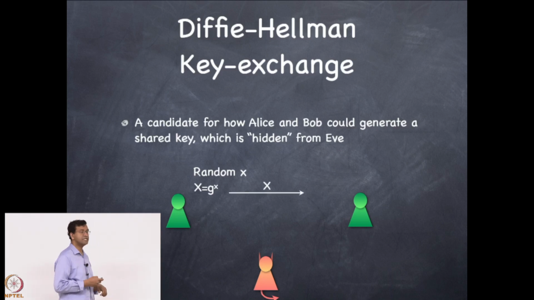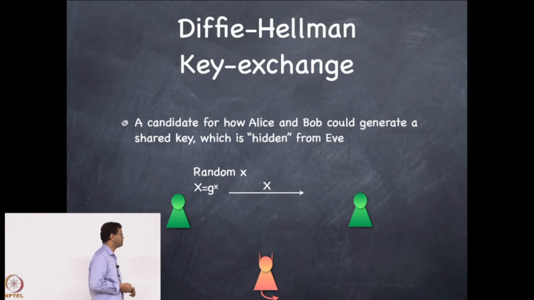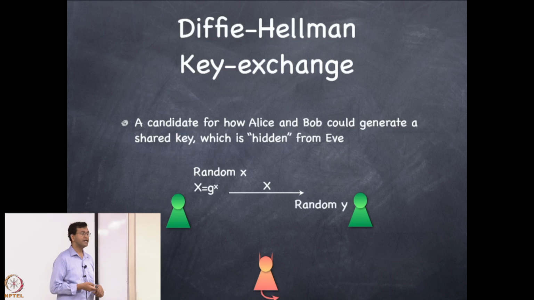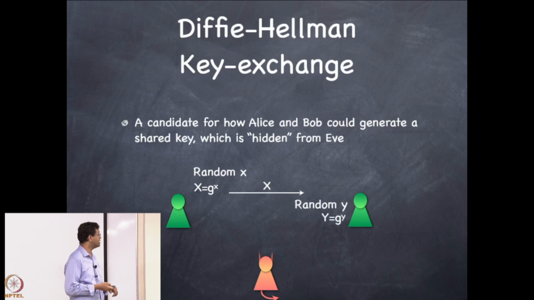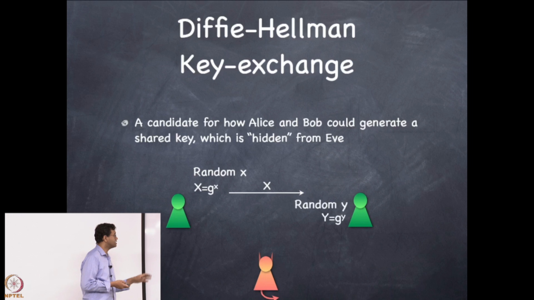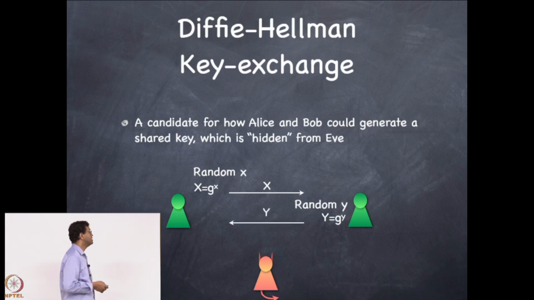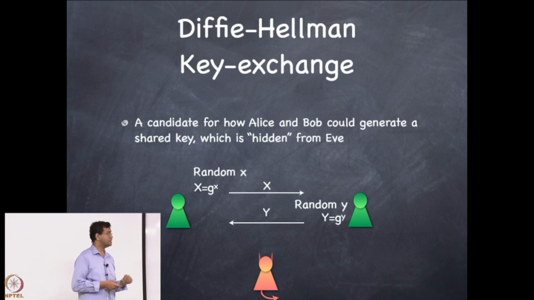And she will send this x to Bob. And similarly, Bob will pick a random y, a small y, little y, and compute the capital Y in a similar fashion, Y equal to g to the y. So this g is supposed to be some publicly known g. It's some system parameter that has been set up, so everybody knows the g ahead of time. Okay, so they send these two things.